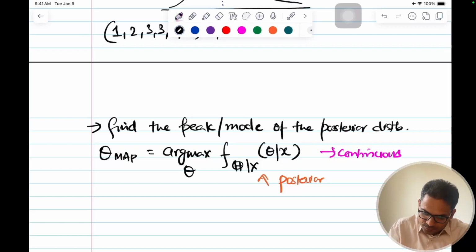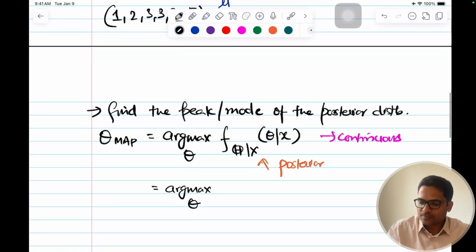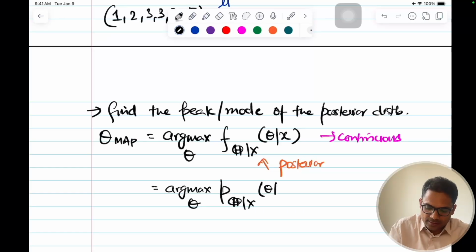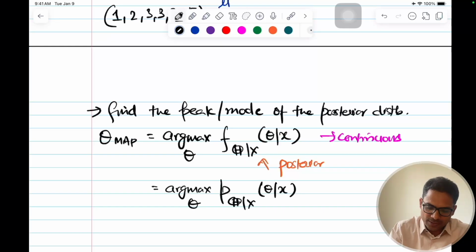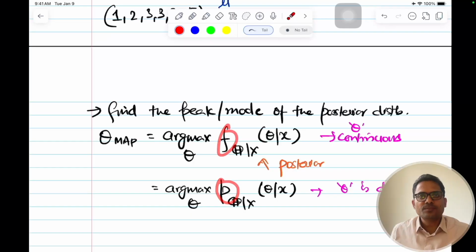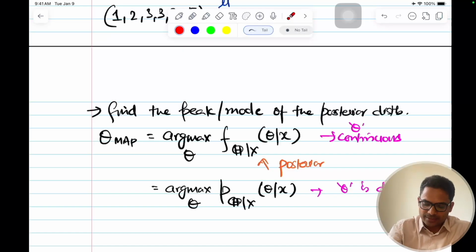And this will be equal to argmax over theta of the probability of theta given x. This is your capital theta. This is a capital theta, this is small theta. This is capital X, this is small x. And this is for when theta is continuous, and where theta is discrete, I'll have P. F is for the PDF of a continuous random variable. So now let's understand. These terms are clear.